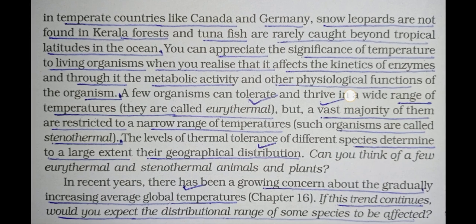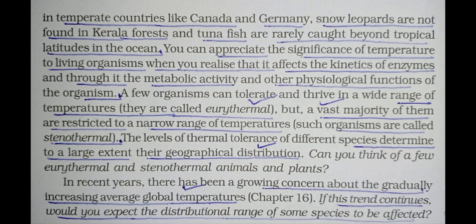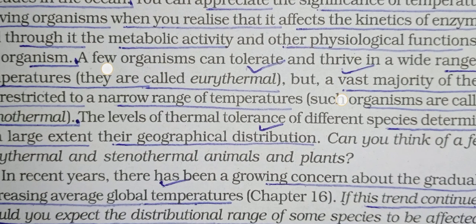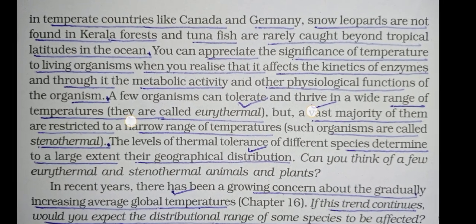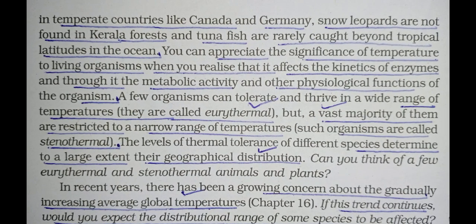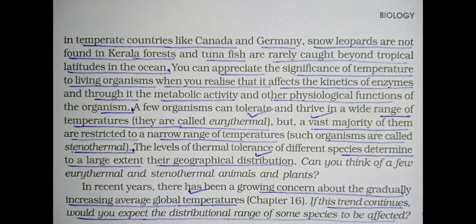Now see some last points. In recent years, there has been growing concern about the gradually increasing average global temperature. You know that is global warming. You will learn about global warming in chapter number 16, but you know that the average temperature of our planet Earth is increasing day by day. So if this trend continues, would you accept that the distributional range of some species could be affected? Yes, it is possible that many species can be affected because of this temperature increase.